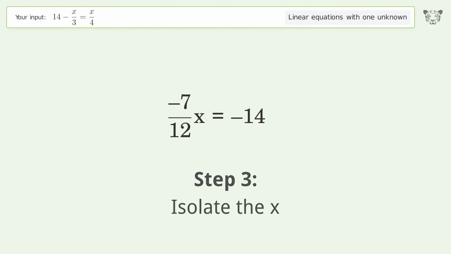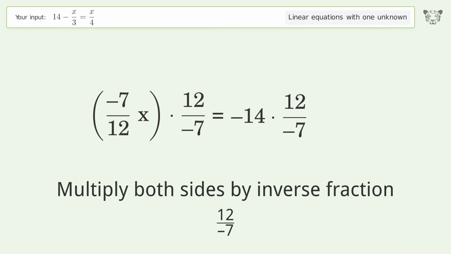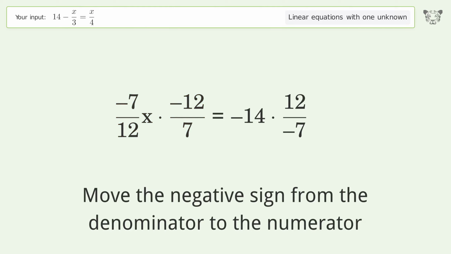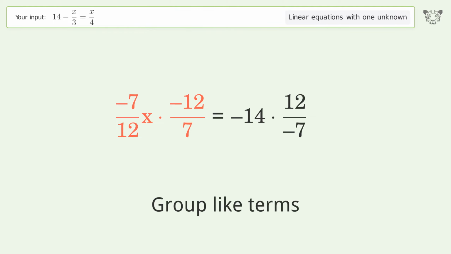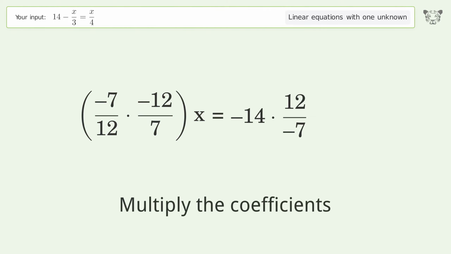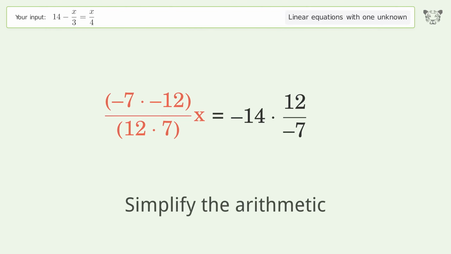Isolate the x. Multiply both sides by inverse fraction 12 over -7. Move the negative sign from the denominator to the numerator. Group like terms. Multiply the coefficients. Simplify the arithmetic.